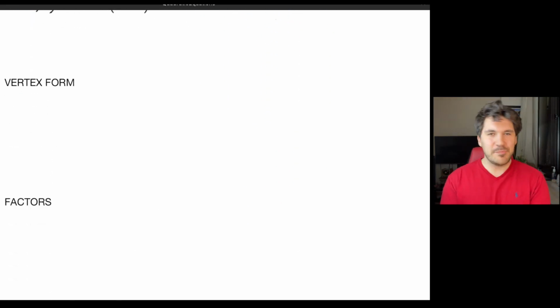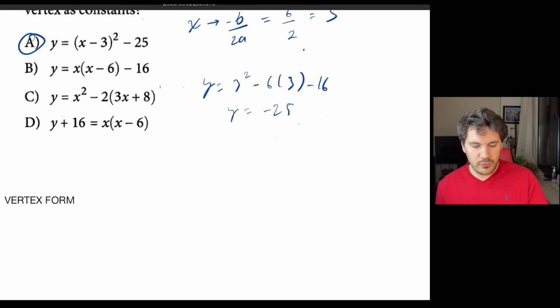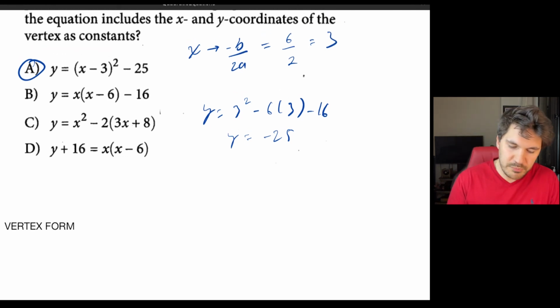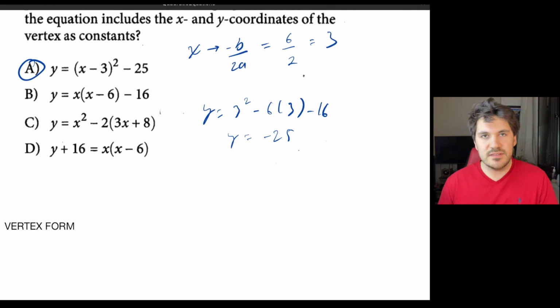Okay, and the last couple things I want to go over, vertex form and factors. So let's talk about vertex form. In this previous question, answer choice A is vertex form. Vertex form is simply another way of writing a quadratic, because you could write a quadratic in standard form. Standard form would have been what we were seeing, y equals 2x squared plus 5x plus 6. What we've got here is what's known as the vertex form.